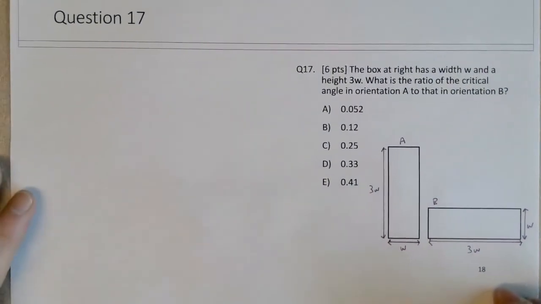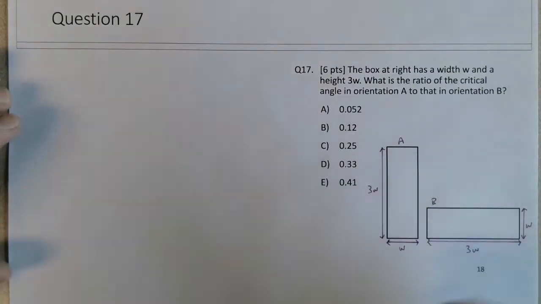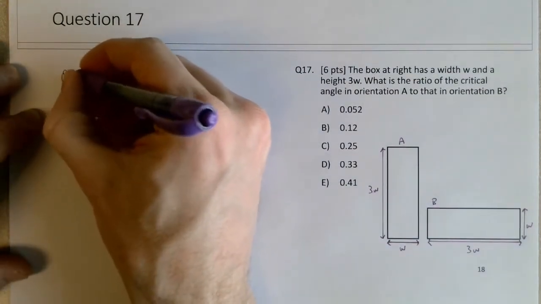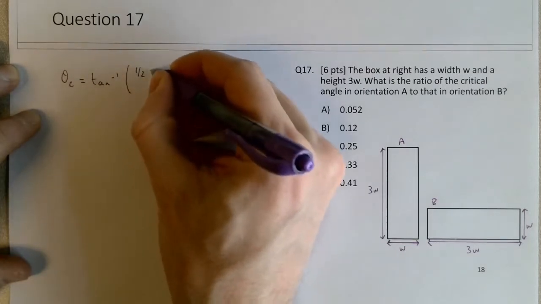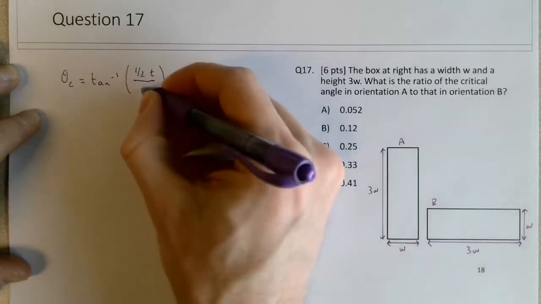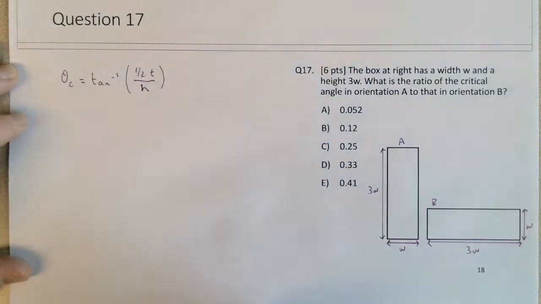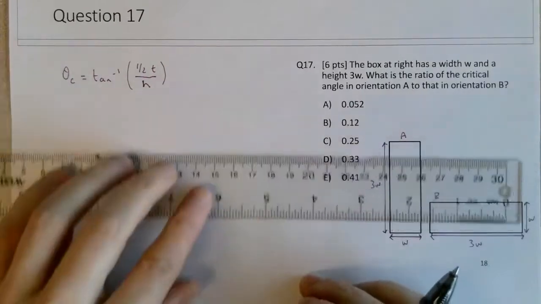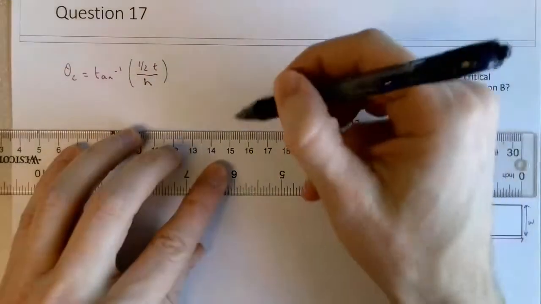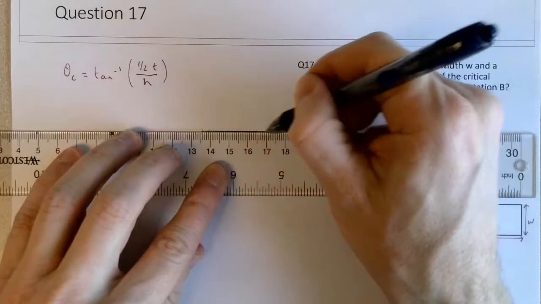Okay, so then in this problem, looking for the critical angle. So the critical angle is given as a tan inverse of half the track width divided by the height from the base of the object to the center of gravity. And that's what we're looking for in this question. There's an additional piece of information. You can draw a separate diagram to just highlight what this critical angle is referring to.